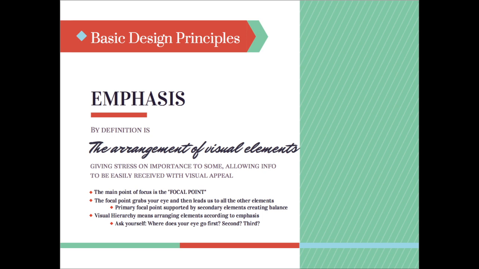Visual hierarchy means arranging elements according to emphasis. So ask yourself, when you begin something, where do you want someone's eye or your eye to go first? Then where do you want it to go second? And where do you want it to go third? Emphasis is very important because you wouldn't want everything on your page the same size. So you can pick one main thing and then make everything else a little bit smaller. That would maybe be your second focal point. And then anything other than your first and second is going to be your tertiary emphasis. So they're going to be the third, fourth, fifth, and so on, but they're going to be smaller than everything else.